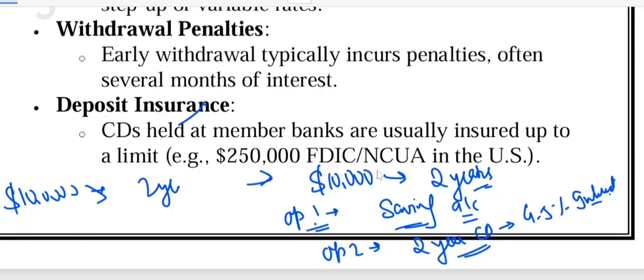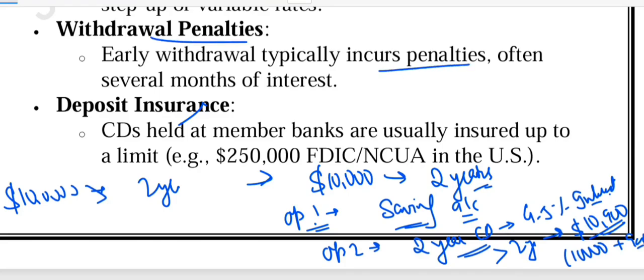And after 2 years, how much will you get? After 2 years you will get $10,900, out of which 10,000 is your principal plus 900 is your interest. But if you withdraw early, you might lose 3 months of interest as penalty. That is called withdrawal penalty. Early withdrawal typically incurs penalty.